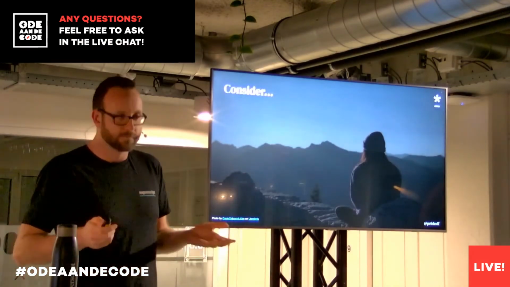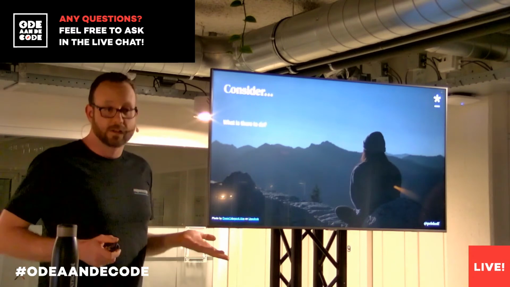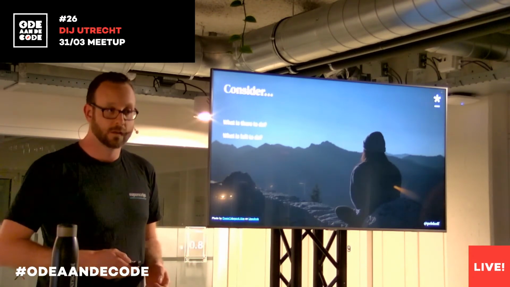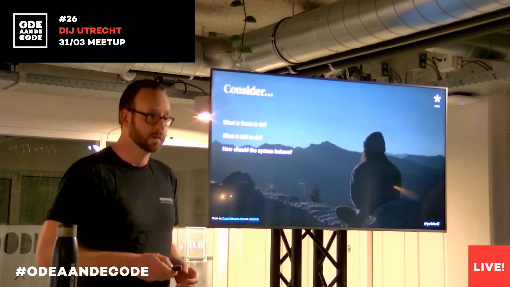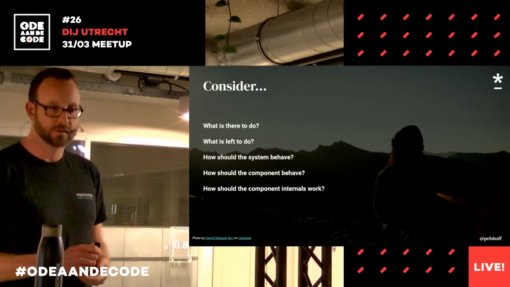So what does that look like in a development process? Well, that looks something like, first, we consider what is there to do here? What's left of all of that? How should that system behave? How should components behave, and how should they be implemented internally?